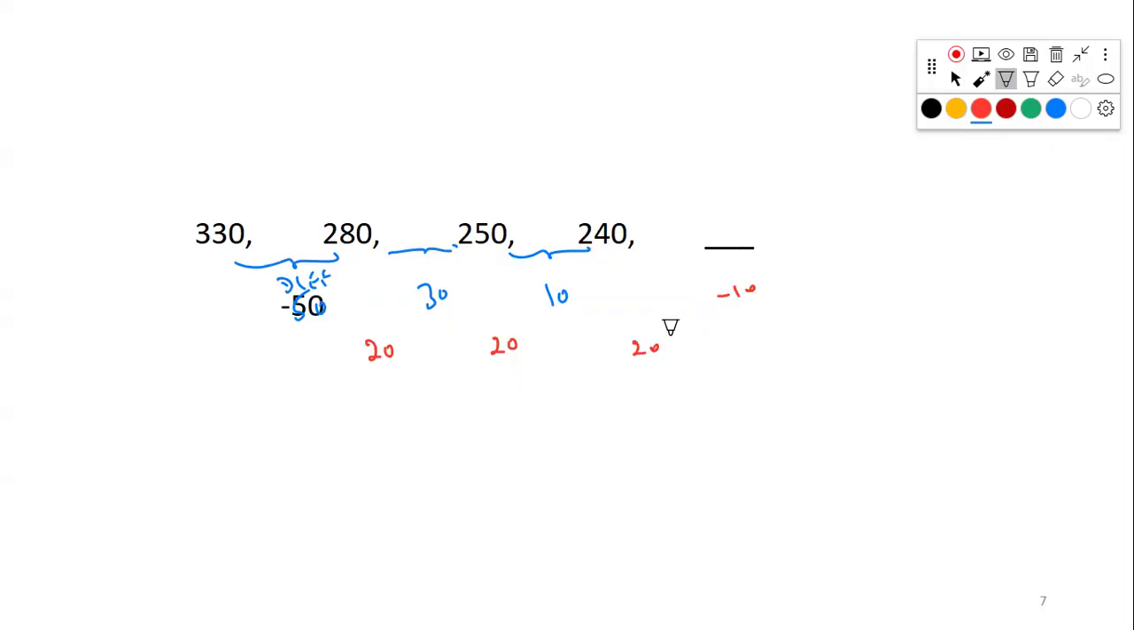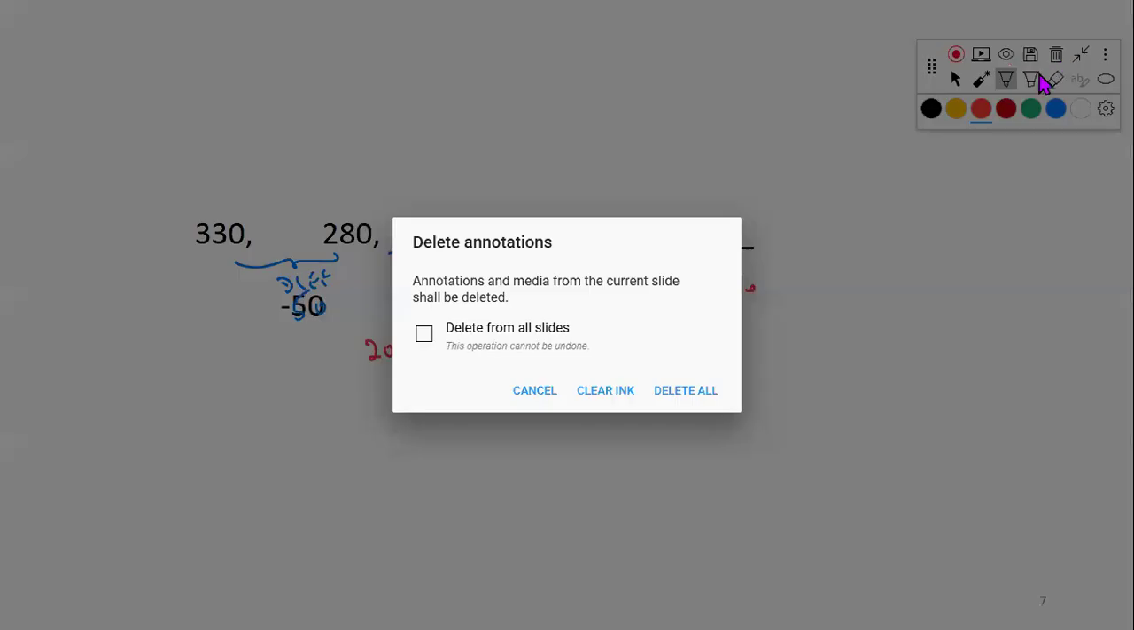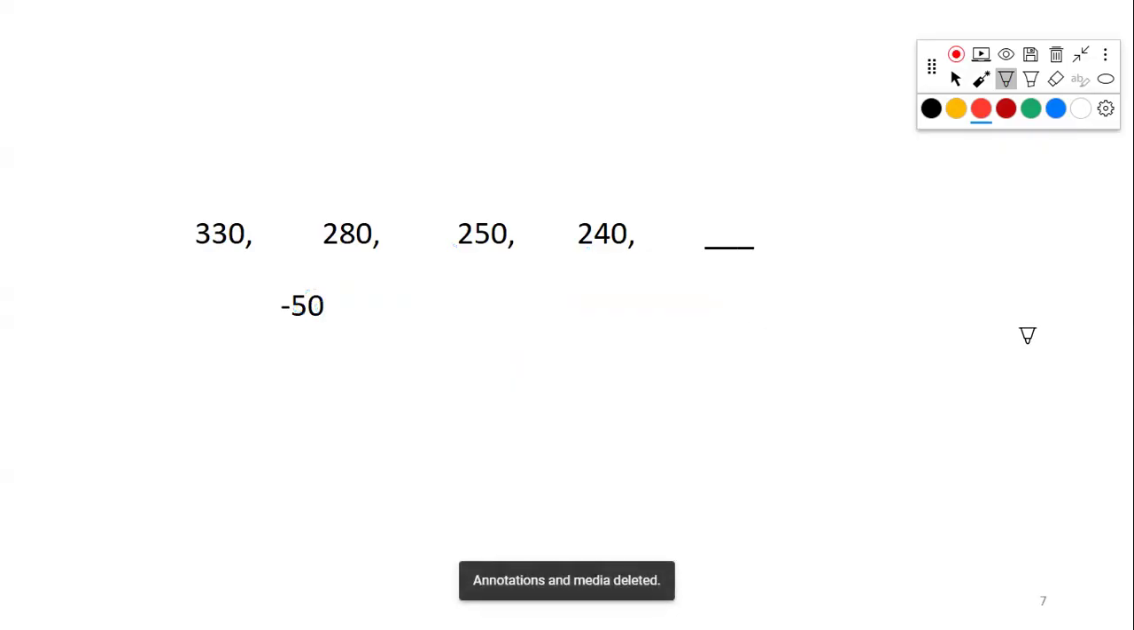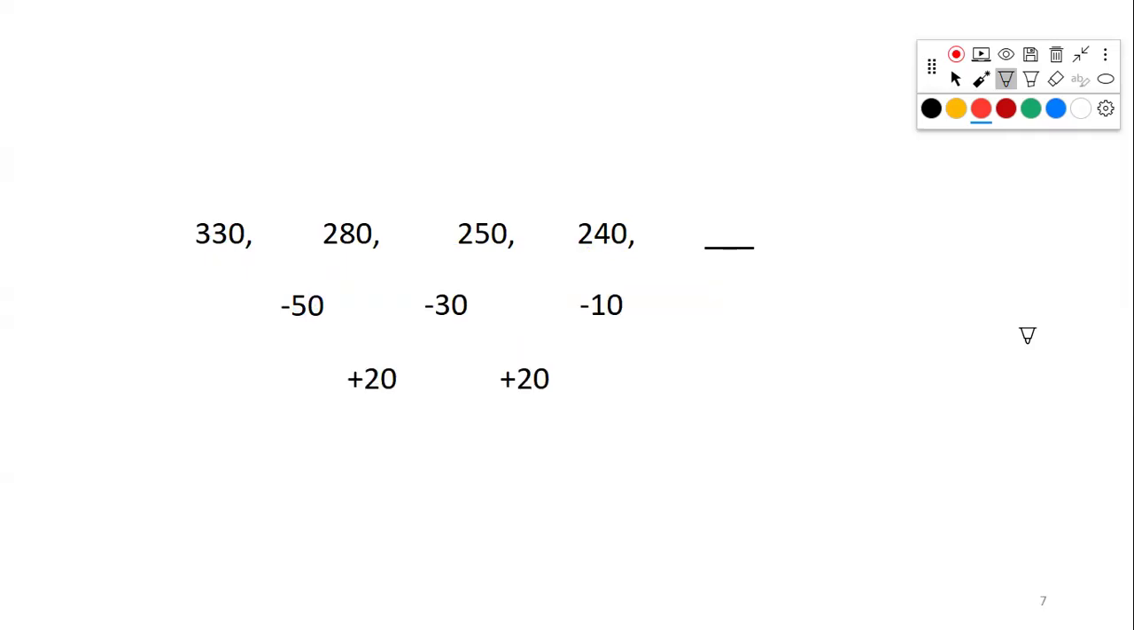So minus 50, let me remove what I have written. So it is minus 50, minus 30, minus 10, then 20, 20. If I have to have a 20 difference there, it is plus 10. So what will be my answer? 250. Logical. Most of the students will think why it is increasing. Normally, if you are looking at the series from 330, it came down to 280, it came down to 250, it came down to 240. They think that it should get reduced, but here it actually increases.